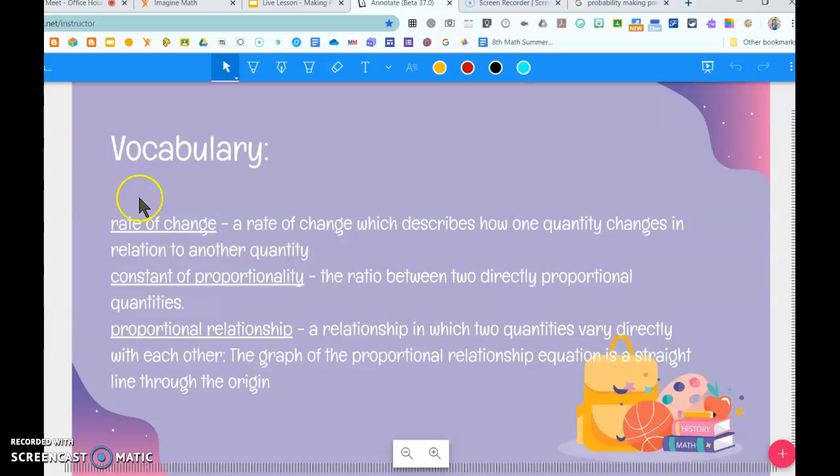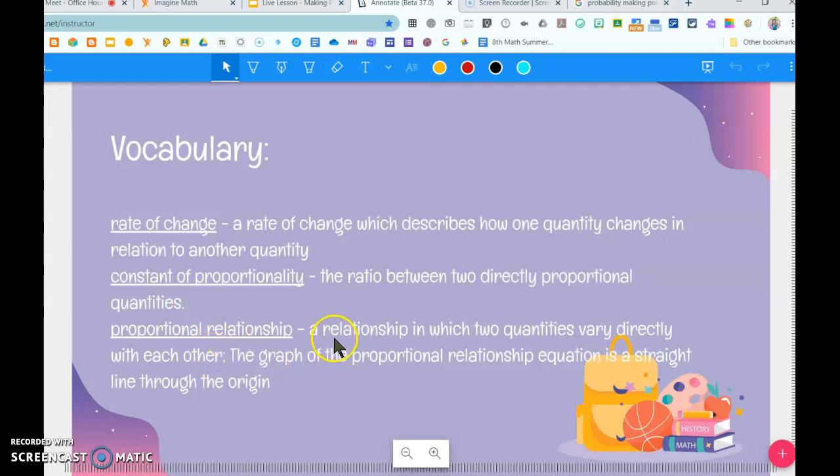Some vocabulary that I believe we went over last week, and we're just reiterating this week, is rate of change. A rate of change describes how one quantity changes in relation to another quantity. The constant of proportionality is the ratio between two directly proportional quantities. So that's like when we had y equals 2x. The 2 was the constant of proportionality.